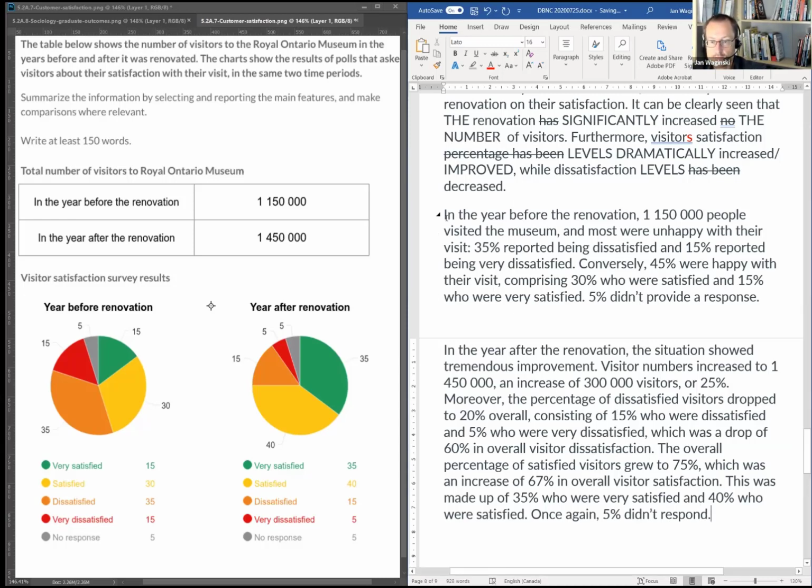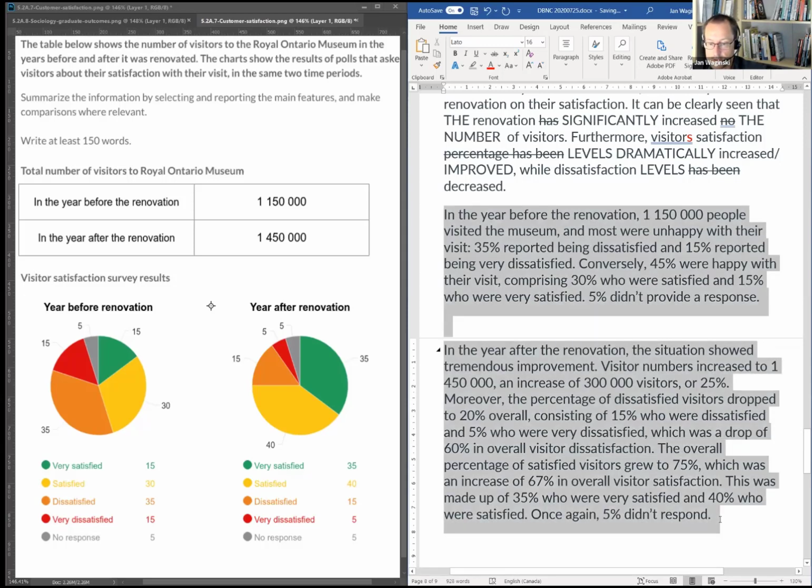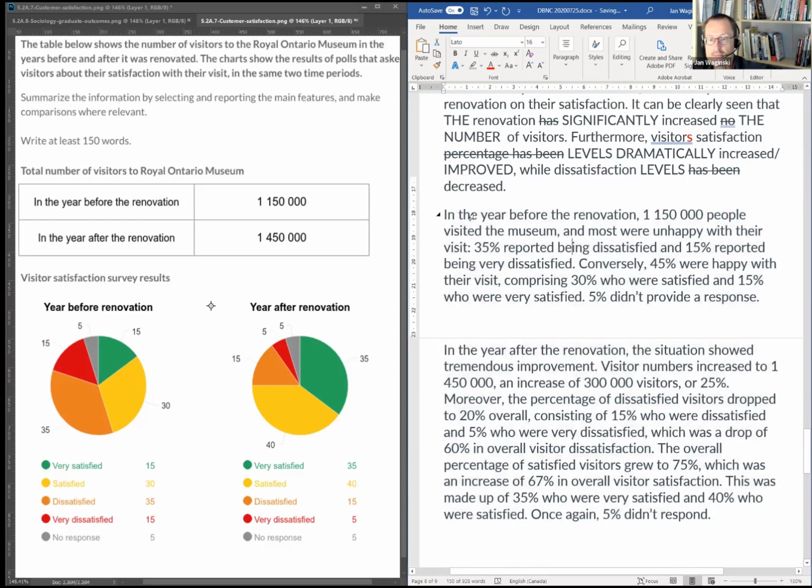All right, so let's see how it reads. We've got how many words here? Oh, this is a great length, 150 plus the intro paragraph. So this is perfect. In the year before the renovation, 1,150,000 people visited the museum, and most were unhappy with their visit. 35% reported being dissatisfied, and 15% reported being very dissatisfied. Conversely, 45% were happy with their visit, comprising 30% who were satisfied and 15% who were very satisfied. 5% didn't provide a response.